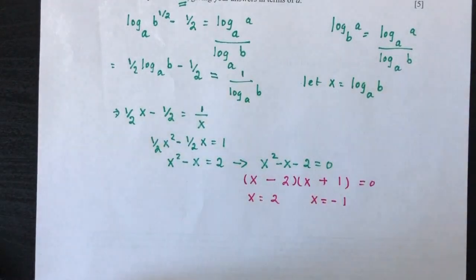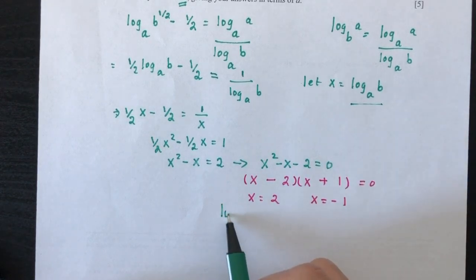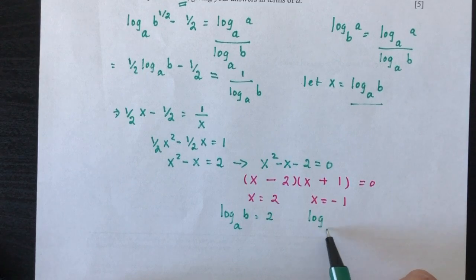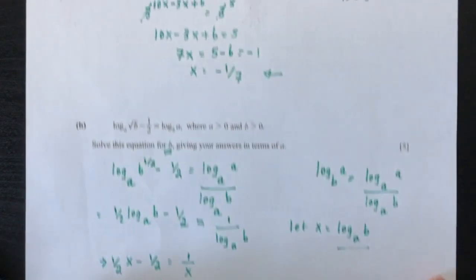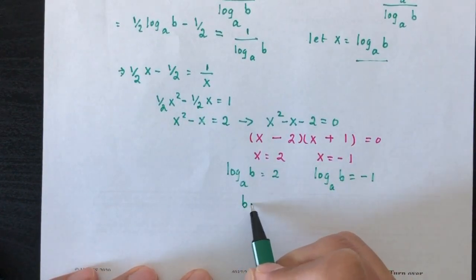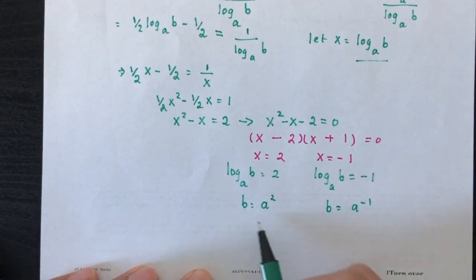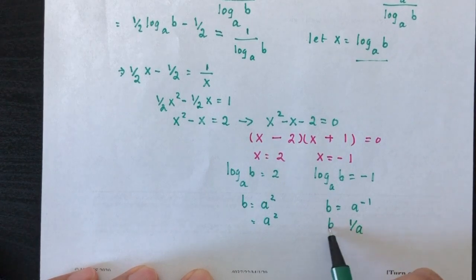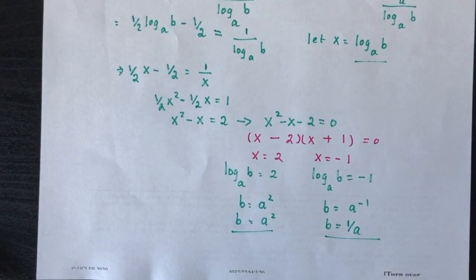So now we have to go back to our initial value. So x is equal to log base a of b equal to 2, and log base a of b equal to minus 1. Here the question says we have to find the value of b. So solve for b. B is equal to a power 2, or b is equal to a power minus 1, which is 1 over a. That's the values of b. So that will be question number 9.